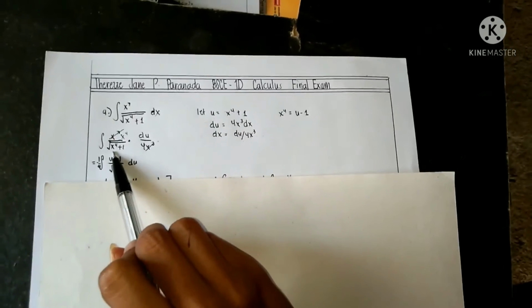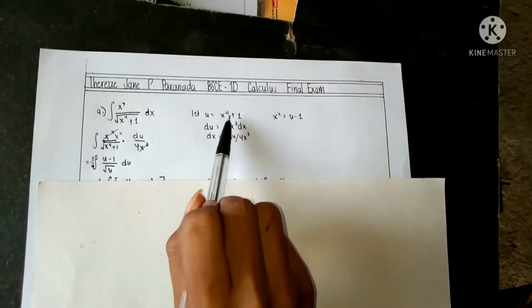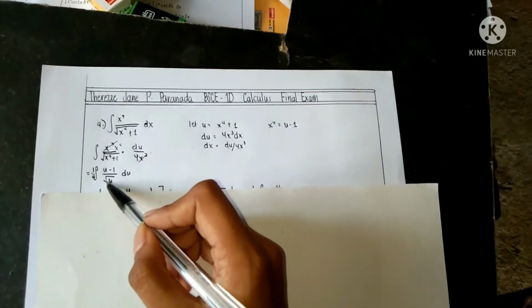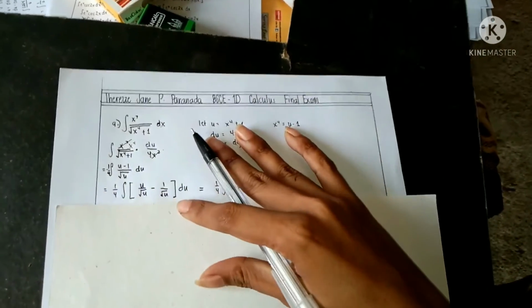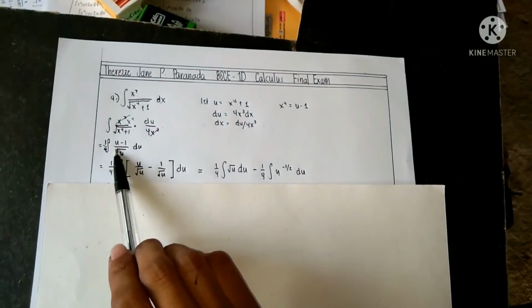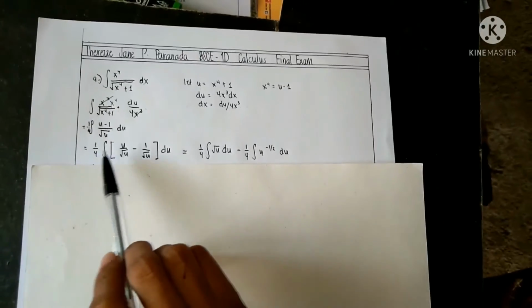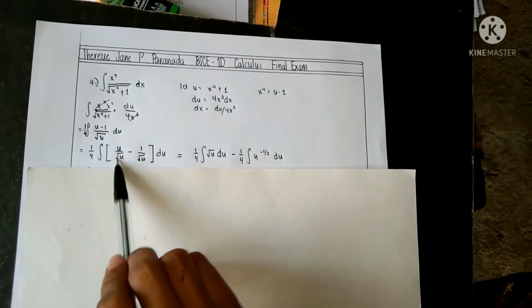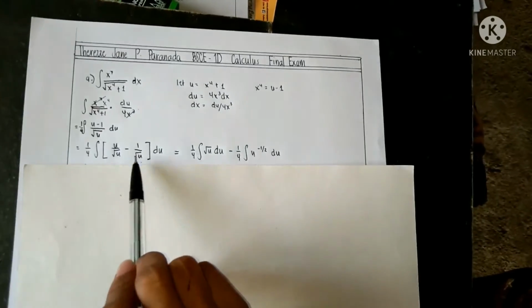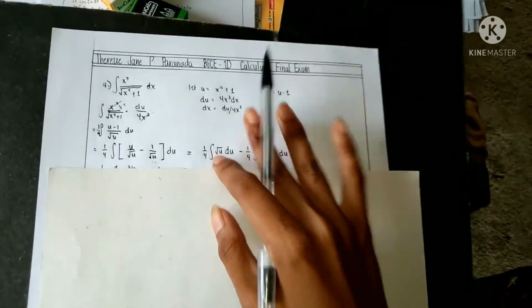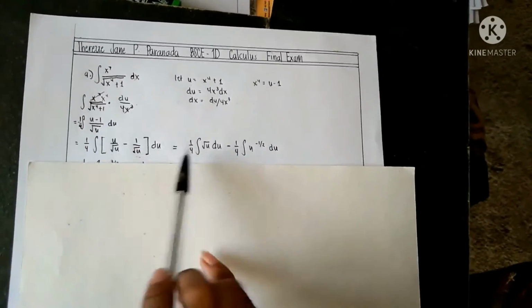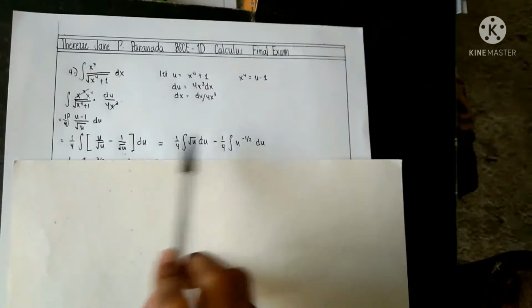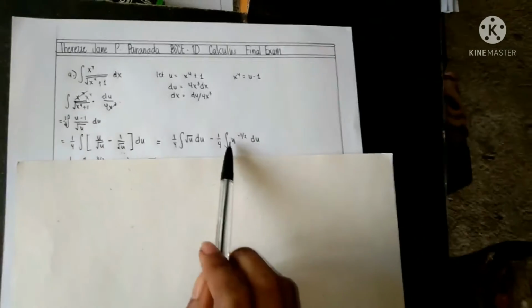And as we can see here, our u is equal to x^4 plus 1. So it will become square root of u. Tapos yung natira dito is du. Next, let's separate the fraction into 2. So it will become u over the square root of u minus 1 over the square root of u du. Next is to simplify. So 1/4, the integral of the square root of u du minus 1/4 the integral of u raised to negative 1/2 du.